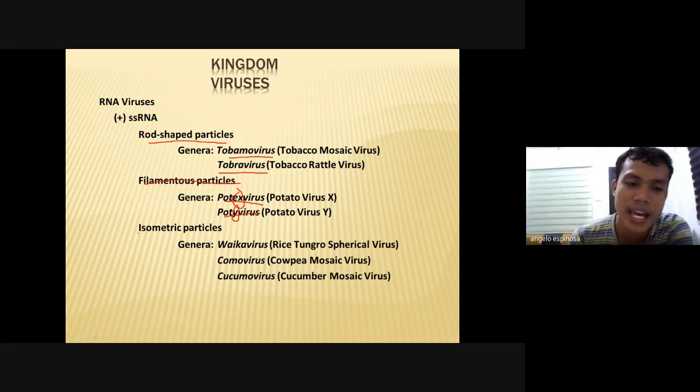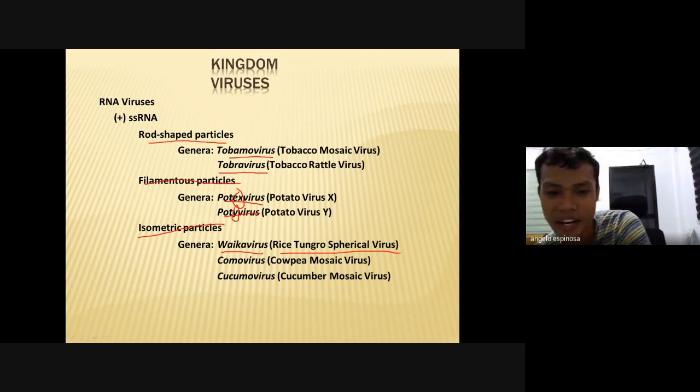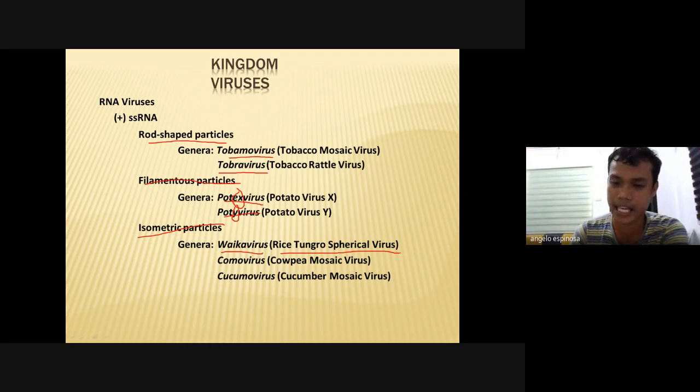Okay? And isometric particles naman, we have waikavirus, yan. That is a virus in the rice tungro and spherical virus. So, yung rice tungro talaga, yung kanyang characteristic ng virus is isometric. Kaya nga matagal siya talagang agapan, yon. And we have comovirus for cowpea mosaic virus. Yon, mosaic cowpea. Ayun. And we have cucumovirus for cucumber mosaic virus.